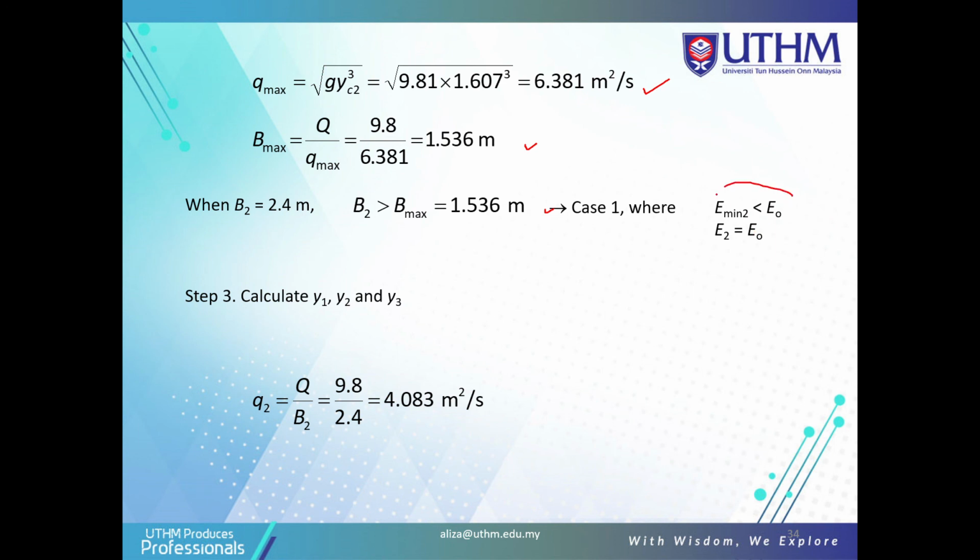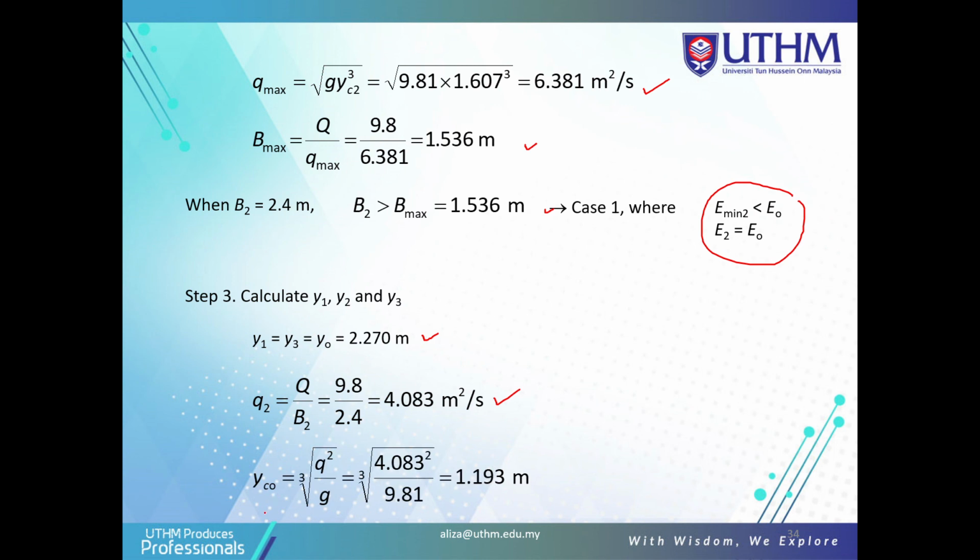So E minimum is less than E0, so E2 is equal to E0. Then calculate Y1, Y2 and Y3 using step 3. Y1 is equal to Y3 is equal to Y0, so we get the value of 2.270, based on the Y0 that you get from the previous slide. Then you find the Q2, and with the value of this one, we get the YC naught.